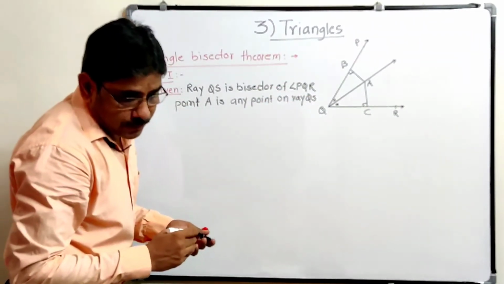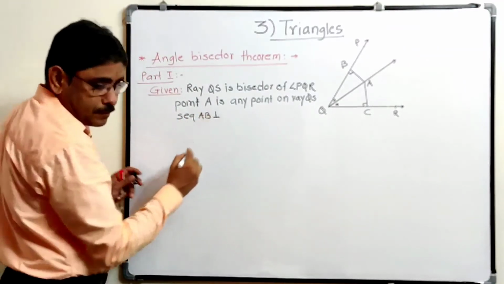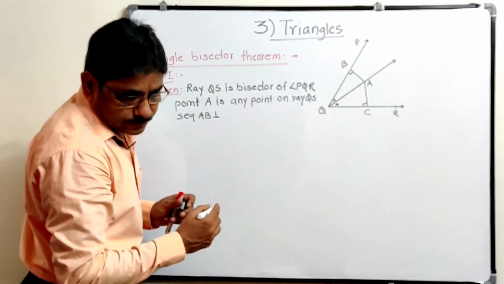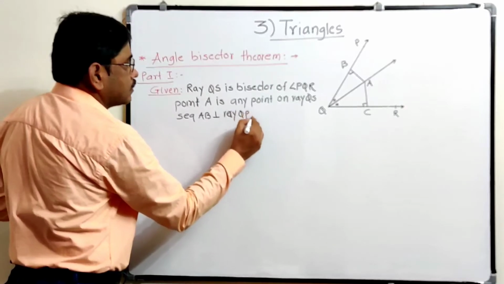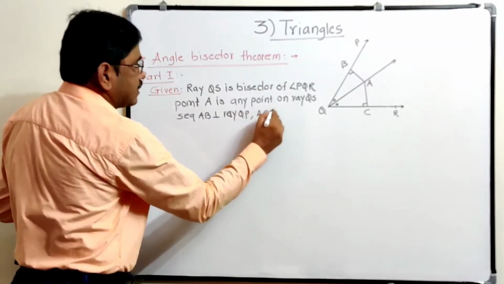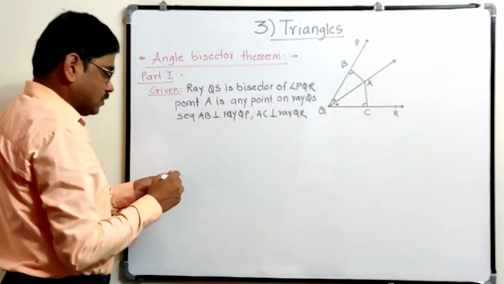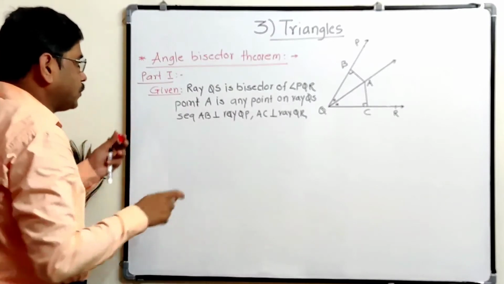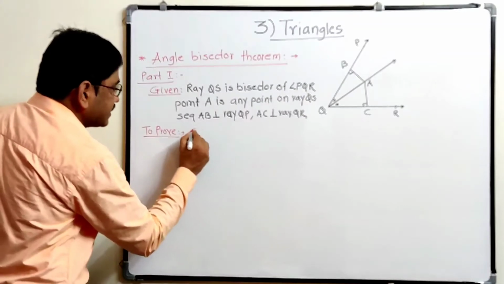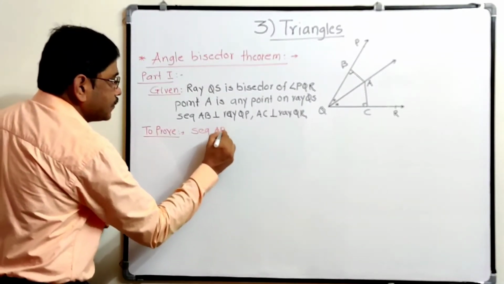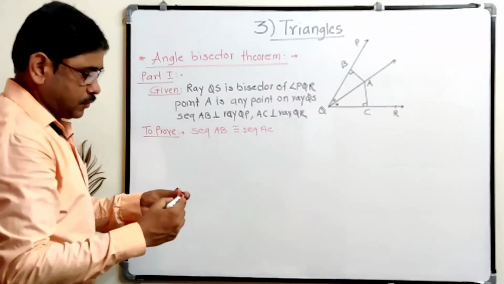Then what do we have to prove? That segment AB is perpendicular to ray QP, meaning side QP, and AC is perpendicular to ray QR. These are the perpendiculars drawn on the sides. Now what we have to prove is that segment AB is congruent to segment AC.